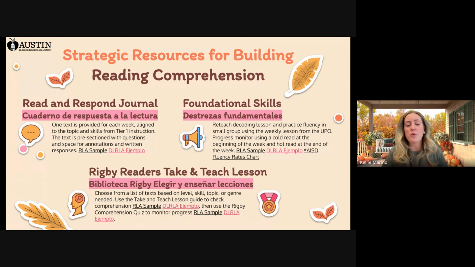And we're going to use the Rigby Readers Take and Teach lessons, or the Biblioteca Rigby's. So this is where we can choose that list of texts based on that lexile level, skill, topic, or genre needed. And we're going to make sure that we're focusing these choices of this text in our grade level text band and within the topic that we're learning about, so that we're expanding the knowledge base. We're constantly expanding this knowledge base for our students.